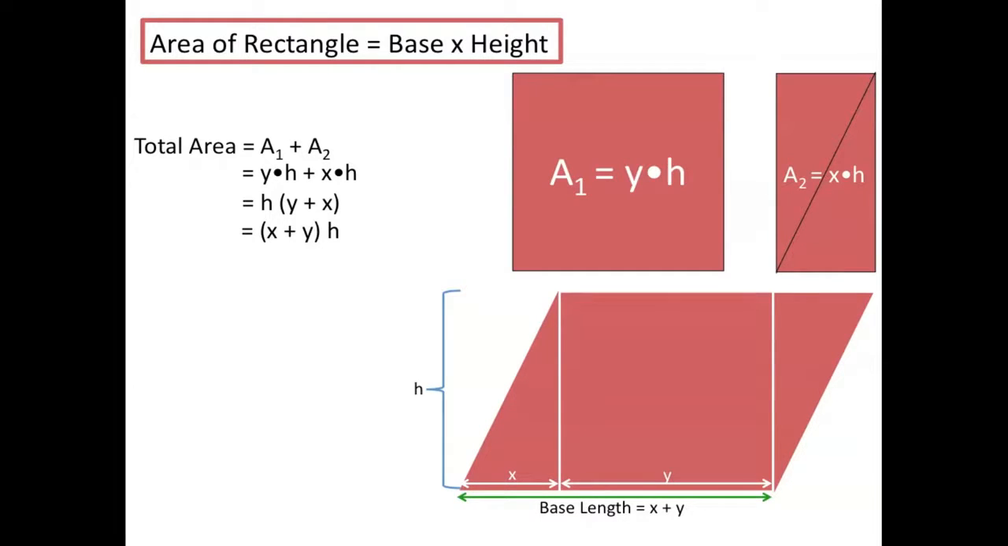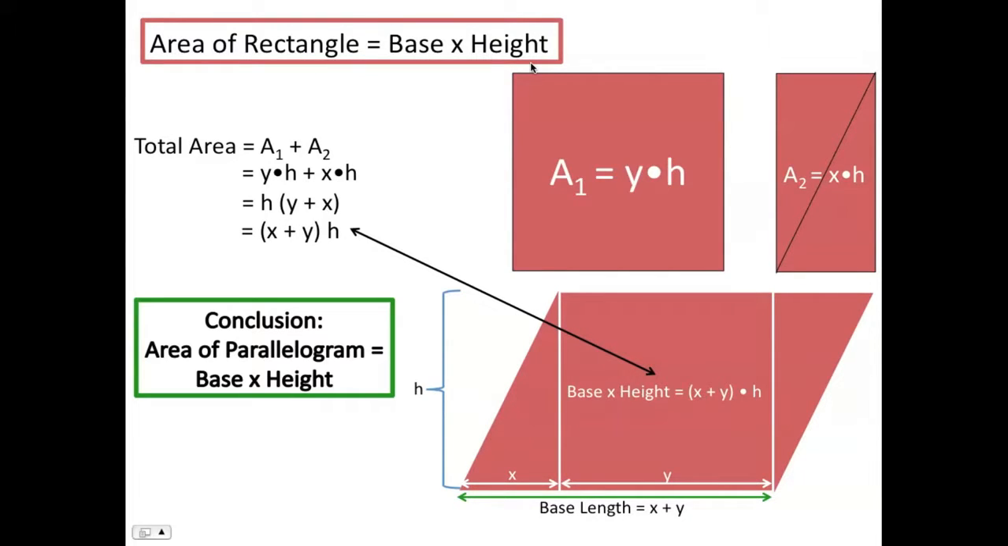So let's see what happens if we multiply the base times the height of the parallelogram. We'll end up with (x plus y) times h, which is also equal to what we found over here. So that means in a parallelogram, the area is also equal to base times height, even though when you place the unit squares, they don't fit as perfectly on a parallelogram. The area can be found in the same way as a rectangle, which is base times height. So now we know that the area of a rectangle and a parallelogram is just base times height.